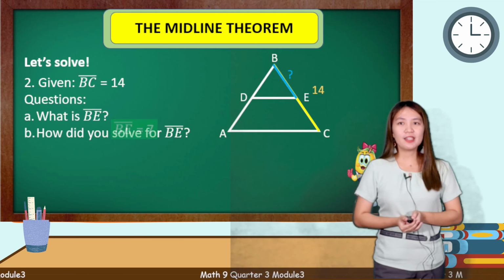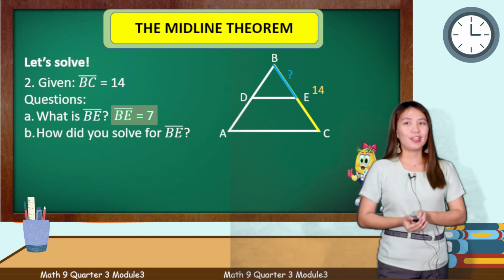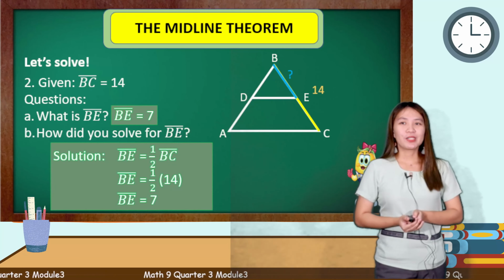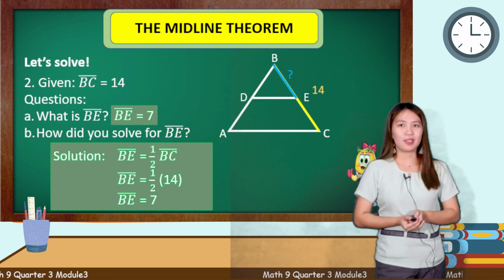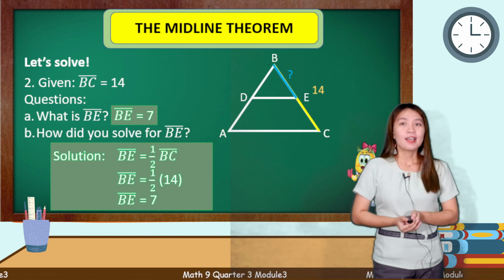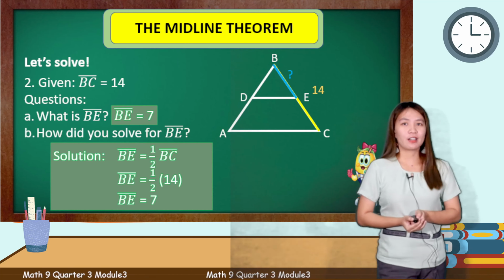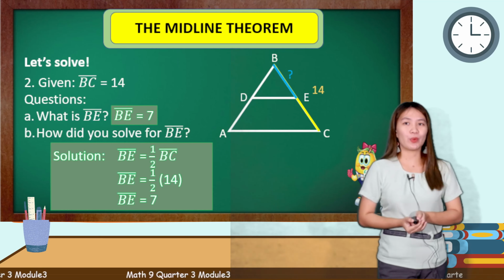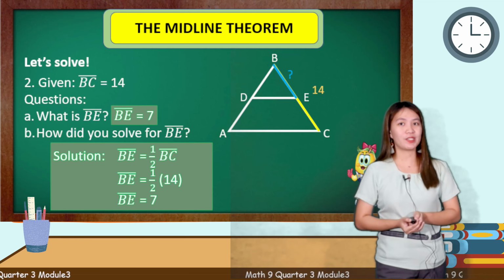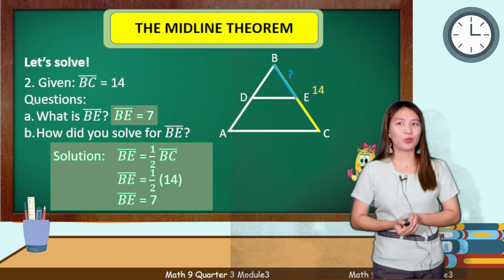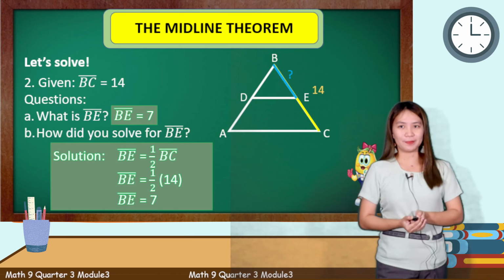So segment BE is equal to 7. And how did we arrive at that answer? Here is the solution. Segment BE is equal to 1/2 the measure of segment BC. Why? Because E is the midpoint of segment BC. Therefore, it cuts the segment into 2 equal parts. So we need to get 1/2 the measure of the entire segment, or 1/2 the measure of segment BC. And if we divide it by 2 or multiply it by 1/2, we will get the value, which is 7.